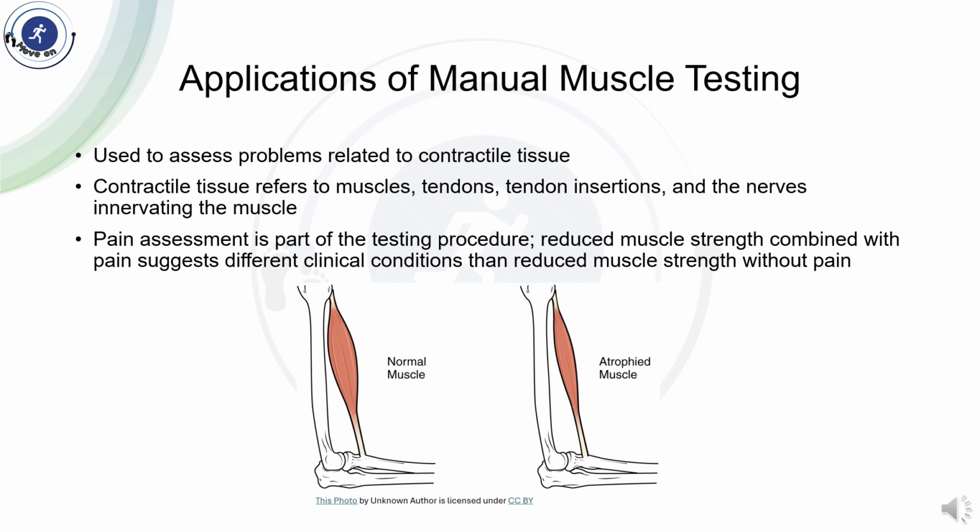Manual muscle testing is used to assess problems related to contractile tissue. Contractile tissue refers to muscles, tendons, tendon insertions, and the nerves innervating the muscles. Pain assessment is an integral part of the testing procedure. Reduced muscle strength combined with pain suggests different clinical conditions than reduced muscle strength without pain.